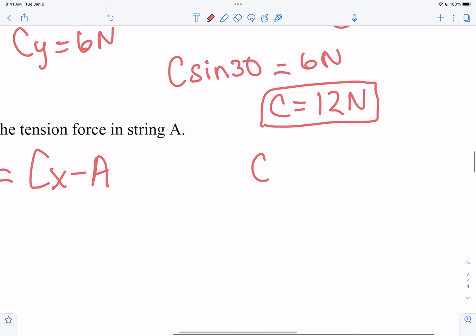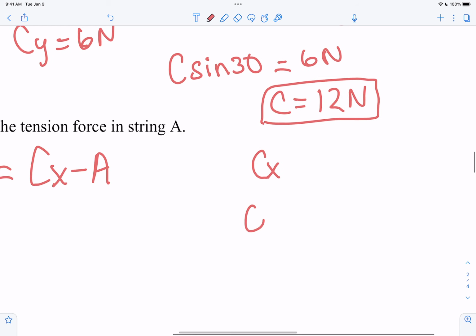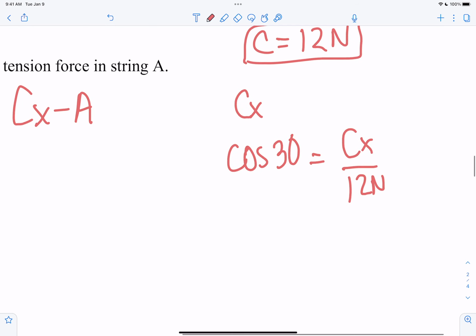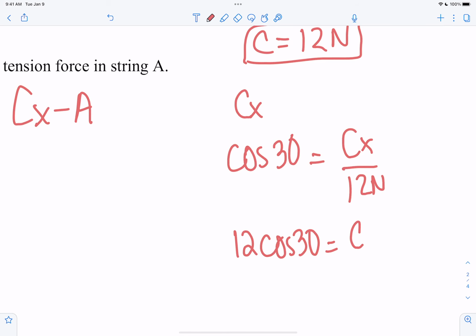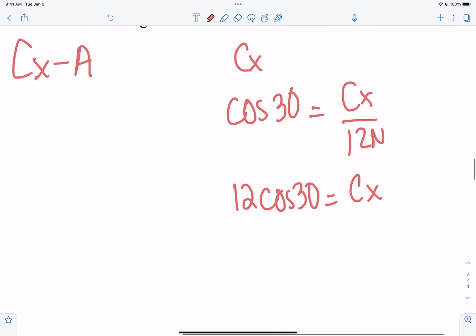So I figure out cx. I'll do cosine because cosine is a little bit easier. I know that cosine of 30 is equal to the adjacent side over the hypotenuse, right? So that's cx over 12 newtons. So 12 cosine 30 should be equal to cx, right? And so that's 12 times, what, root 3 over 2, which is going to be some kind of decimal.